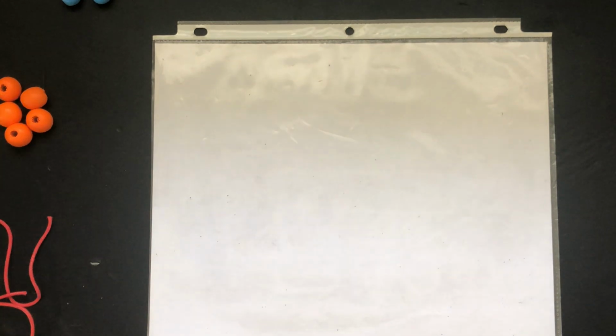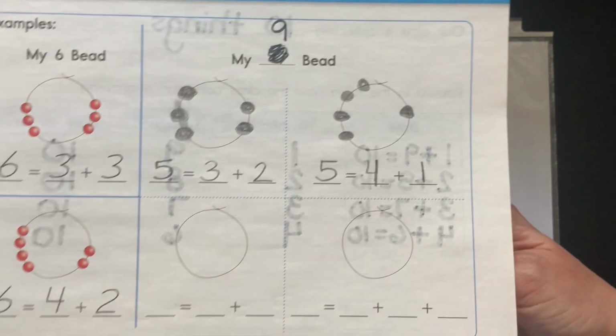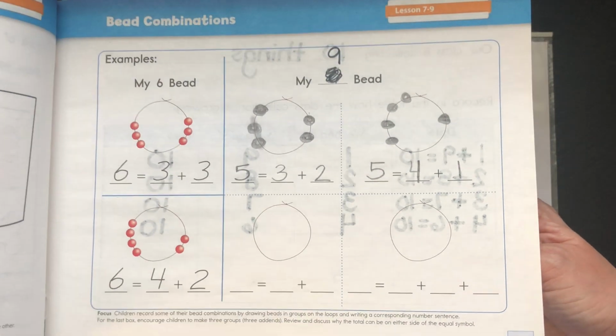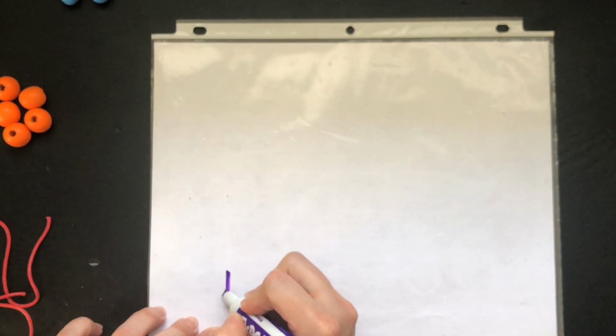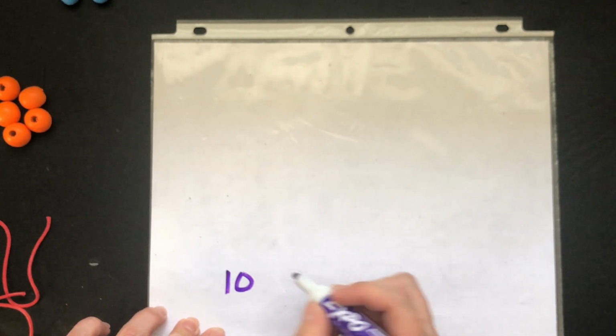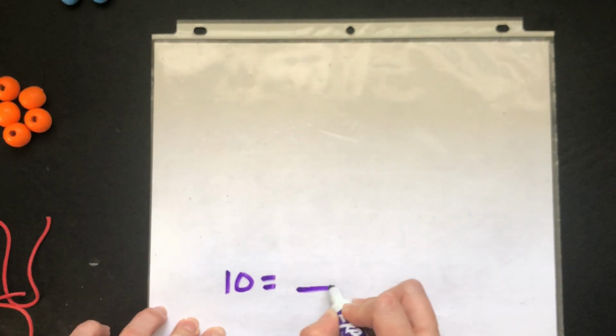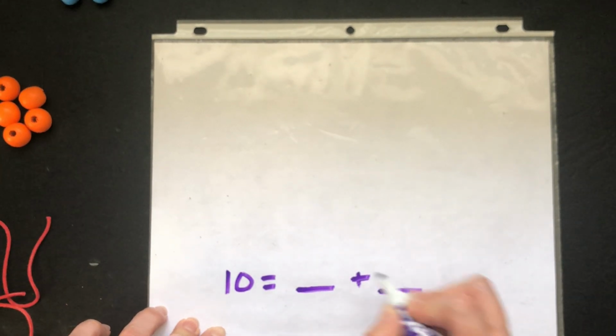Now a couple lessons ago we worked together and you were doing beads. I'm looking back right now in your book. We did bead combinations on page 15 and it was for any number. But today we're just going to be working with the number 10. So I'm going to show you how we can make an equation, and they write it backwards in your book like this. They write 10 equals blank plus blank.